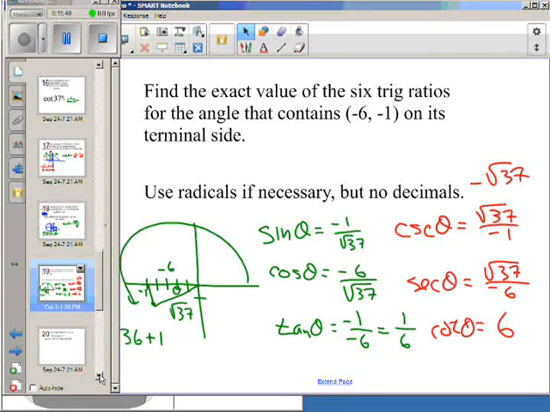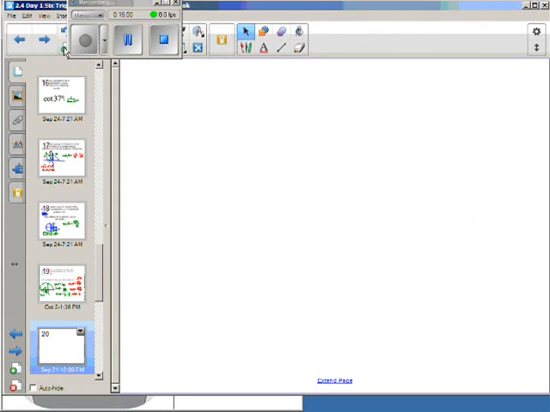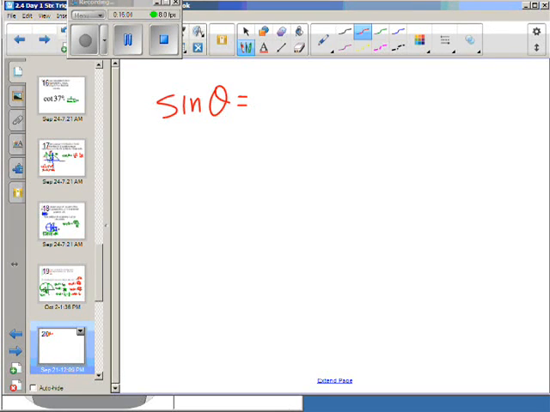I would like to talk a little bit about something like sine theta is negative 1 over root 37. So let's try a new page, because we're going to talk about rationalizing a little bit. Sine theta is negative 1 over root 37. We don't generally like radicals in the bottom. I understand 1/37th, but I don't understand how big 1 over root 37 is as easily.